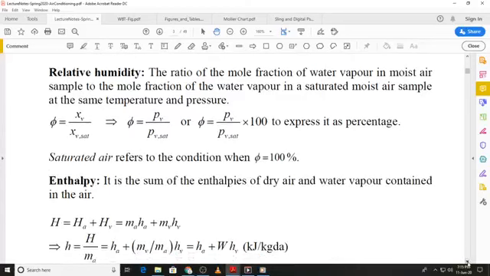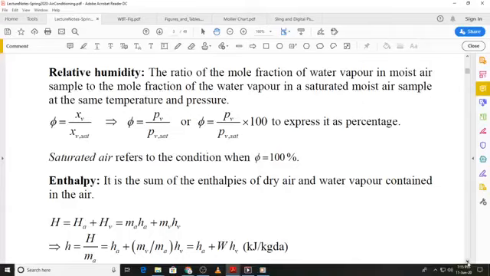Relative humidity. I'll just read off the definition first and then try to explain it. It is the ratio of the mole fraction of water vapor in a moist air sample to the mole fraction of the water vapor in a saturated moist air sample at the same temperature and pressure.